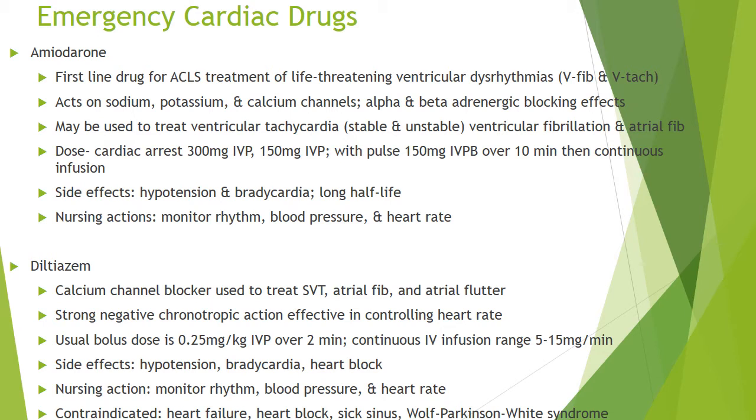Amiodarone may also be used to treat stable or unstable VTAC as well as atrial fibrillation. Dosing is different between cardiac arrest, patients without a pulse versus with a pulse. If our patient is in cardiac arrest, we give 300 milligrams IV push, and we can repeat that dose with 150 milligrams IV push. If our patient has a pulse, then we give 150 milligrams in an IV piggyback over 10 minutes, and then it's followed by a continuous IV infusion, usually over the next 24 hours.